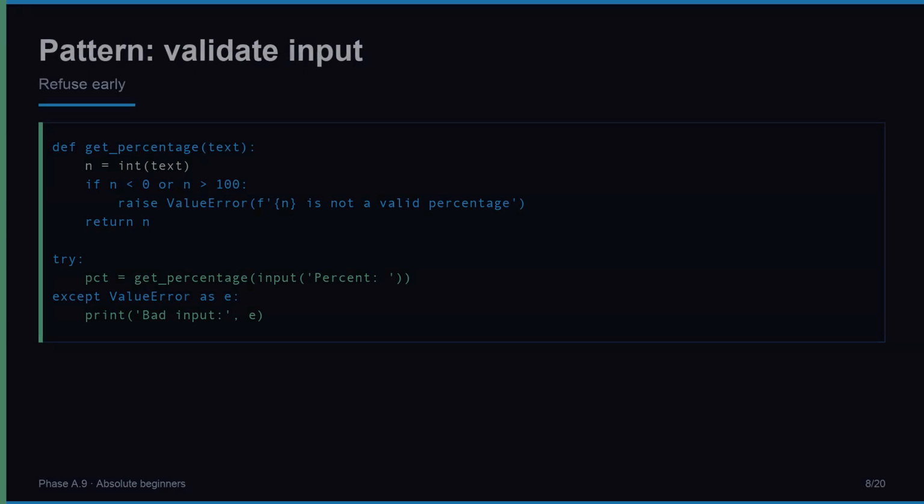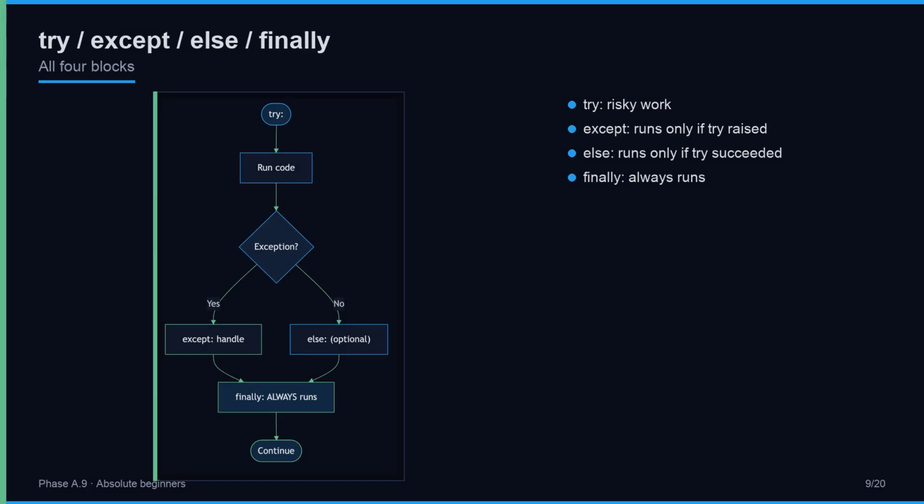Check at the gate. Here is the validate pattern in full. A function parses the text to int, then checks the number is between 0 and 100. If not, it raises ValueError with a message that includes the bad number. The caller wraps the call in try and except ValueError as e, and prints "bad input:" and the message. The function refuses to return a bad value. The caller never sees a crash. The user gets a clear, specific message. This is how robust programs are built. Validate early.